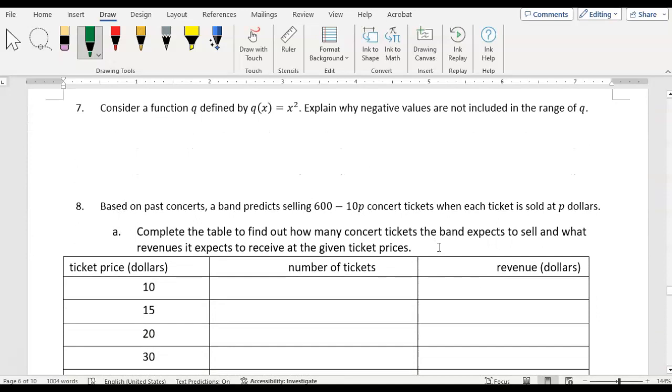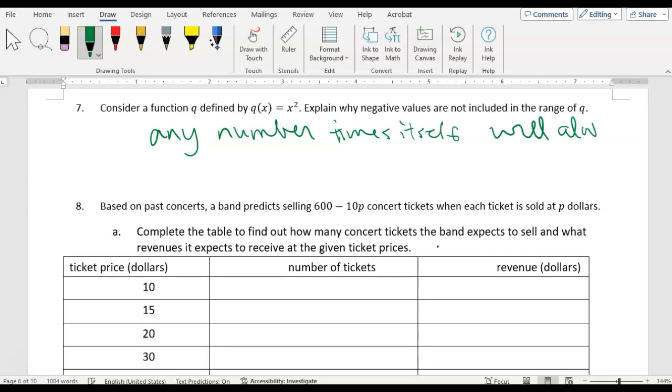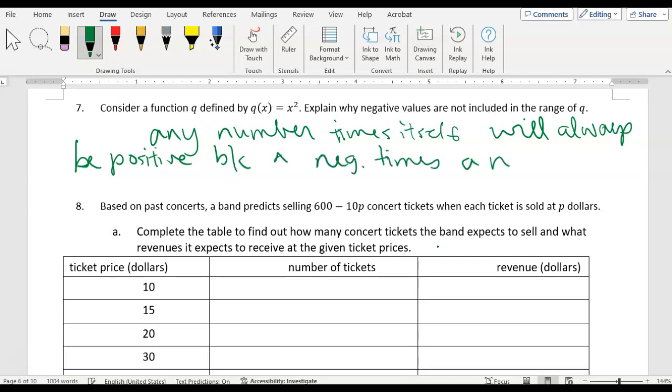All right, number 7 says consider a function q defined by q of x equals x squared. Explain why negative values are not included in the range of q. This is because any number times itself will always be positive, because a negative times a negative equals a positive, right?